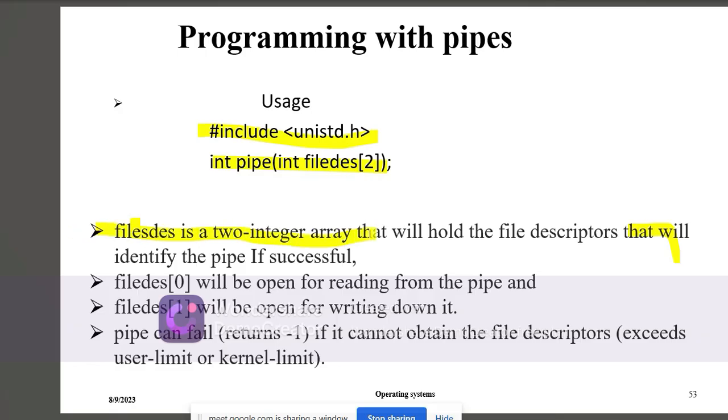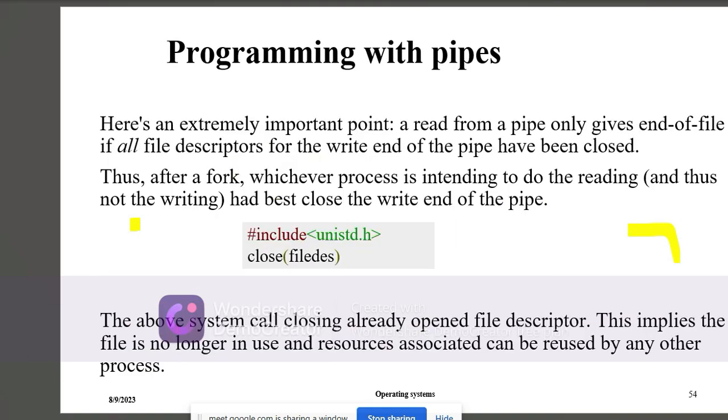The file descriptor is a two-element integer array that will hold the file descriptors and identify whether the pipe is successful or not. If file descriptor is 0, that means what? It is open for reading from the pipe, and file descriptor 1 means what? It is open for writing. If the pipe fails, it returns -1 and cannot obtain the file descriptors. Okay, so this is the implementation of the pipe system call.